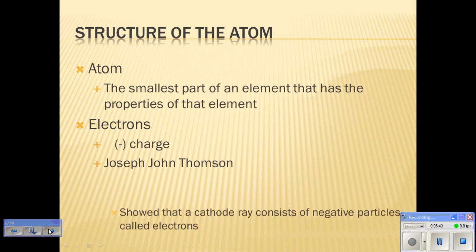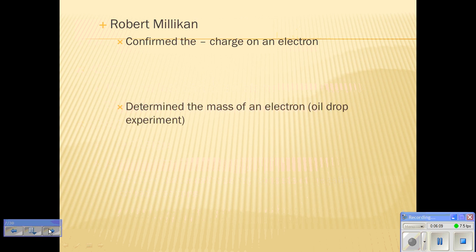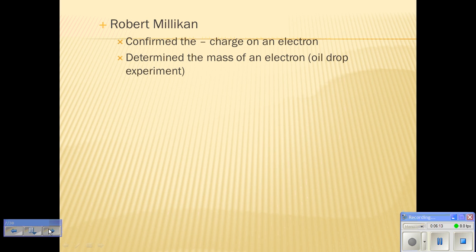And this was followed up by another man, Robert Millikan, who confirmed that there were negatively charged particles in that beam, and he came up with the mass and the exact charge of the electron. What he did was an oil drop experiment. He had oil that he would put into a container where they had charged plates, and he would fluctuate the strength of those until he could get it to float in the middle, and then he could determine the mass of it based on the strength of the currents and everything.